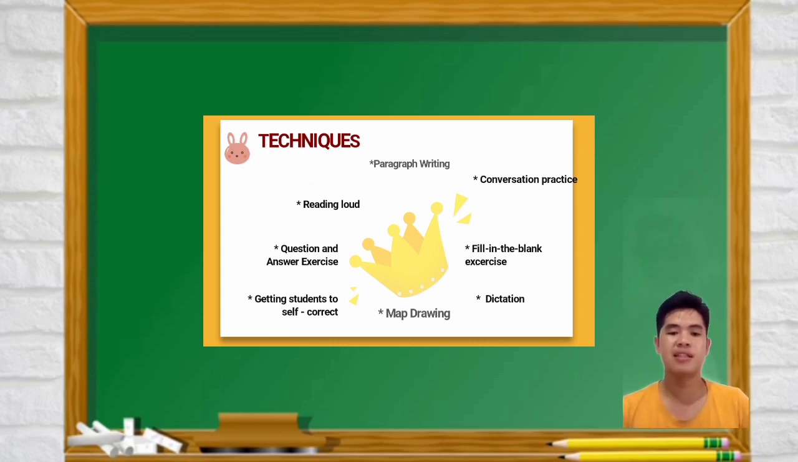Next is getting students to self-correct. A teacher might repeat what a student has just said using a questioning tone. A teacher must repeat what the student said, stopping before the error. The student knows that the next word was wrong.